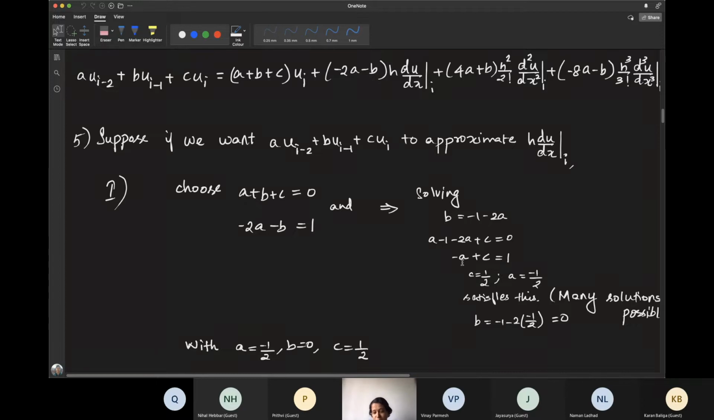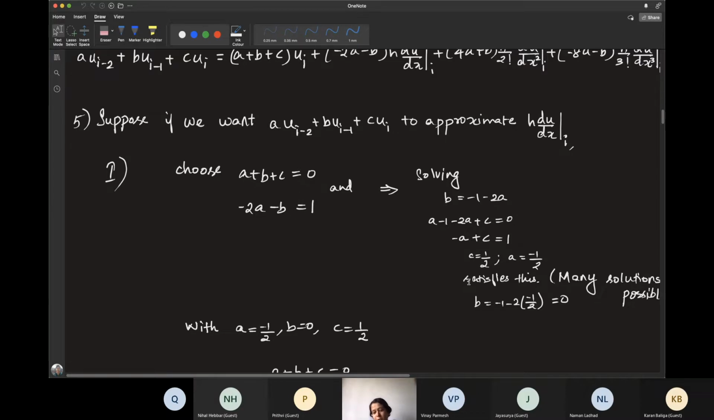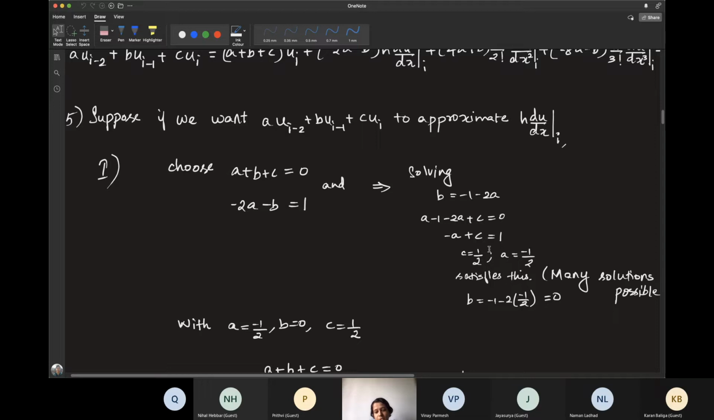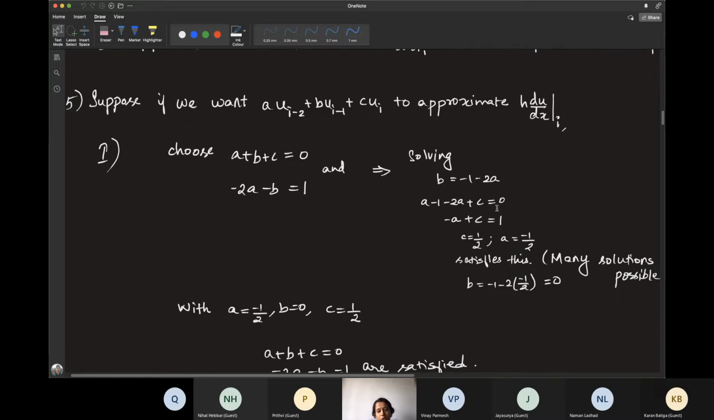You can just take a equals minus 1 completely and c equals 0. In that case it will also be a solution. So you can have multiple solutions for this expression. I've just taken one of these solutions, which is c equals 1 by 2 and a equals minus 1 by 2. Now using this, I'm finding b. I already have an expression for b. Using that, I find b, and that turns out to be 0. So now you have found all the coefficients a, b, and c.